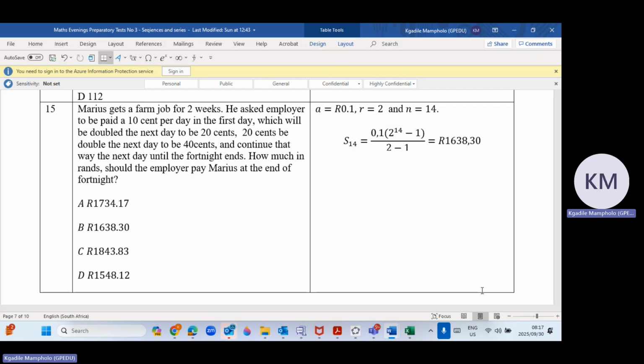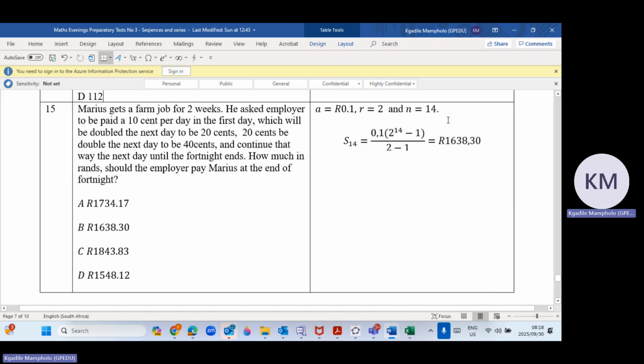0,1. Why is it 0,1? Because at the end, remember we say how much in rands should the employer pay Marius at the end of the fortnight. So now that you want this in rands, we must convert these cents to rands. So 10 cents is the same as 10 over 100, which is 0,1 of a rand. Because you cannot add numbers of different units. And then R is 2 because we double, then N is 14.